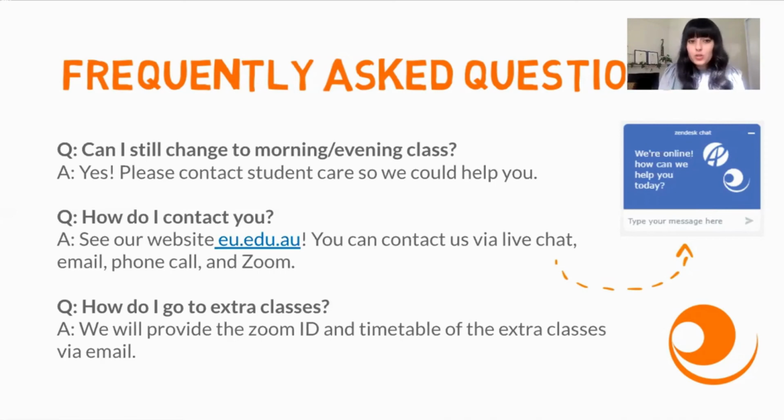How do I go to extra classes? I mentioned that we do have a lot of extra classes, and I showed you the timetable before. This timetable will be provided to you in your starter's email. You will also be provided with the Zoom link to this class. So all you need to do is click on the link at the time that the class starts, and you will be directed straight into that class. It's very easy and there's no need to book.